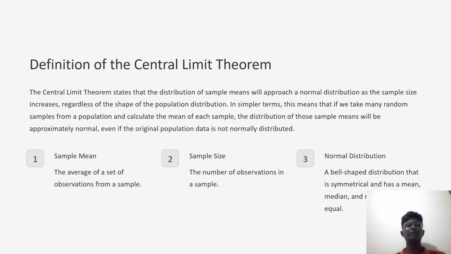In this slide, we will see the definition of the central limit theorem. The central limit theorem states the distribution of sample means approaches a normal distribution as the sample size increases, regardless of the shape of the population distribution. In simple terms, this means if we take many random samples from a population and calculate the mean of each sample, the distribution of those sample means will be approximately normal, even if the original population data is not normally distributed. Sample mean, the average of a set of observations from a sample. Sample size, the number of observations in a sample. Normal distribution, a bell-shaped distribution that is symmetrical and has a mean, median, and mode that are equal.